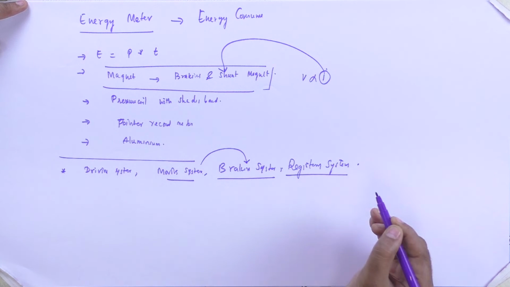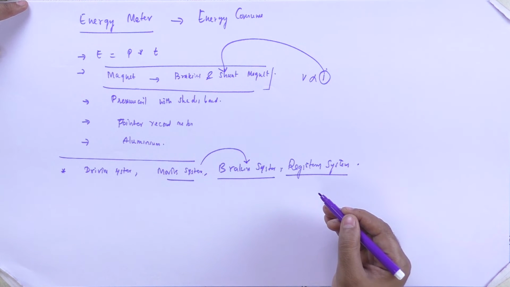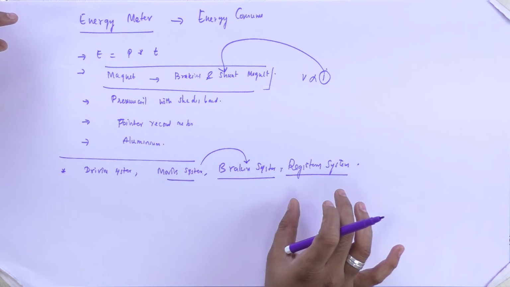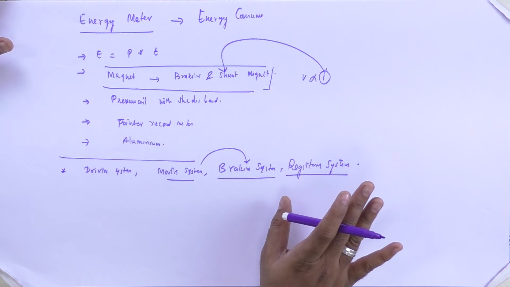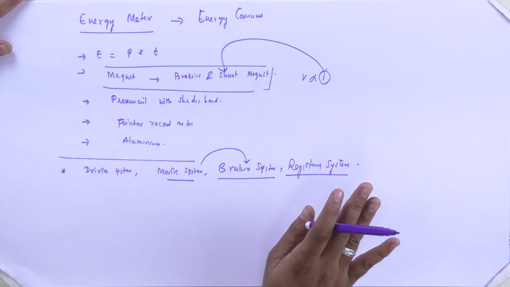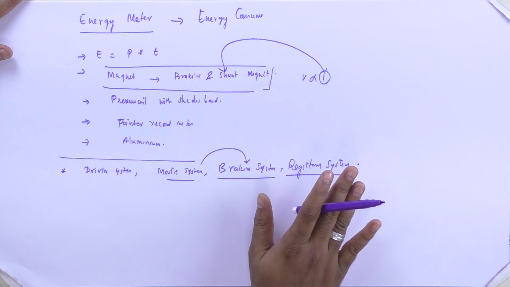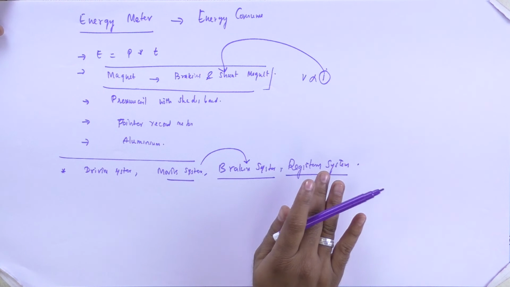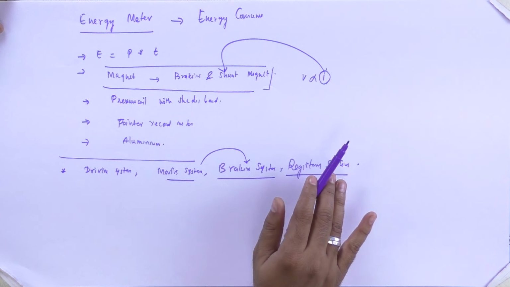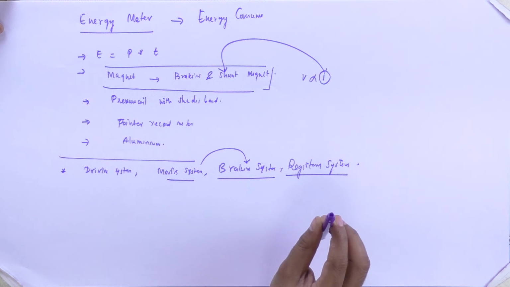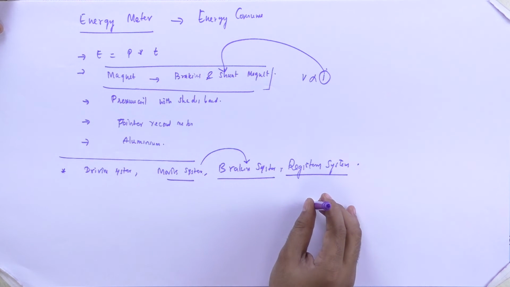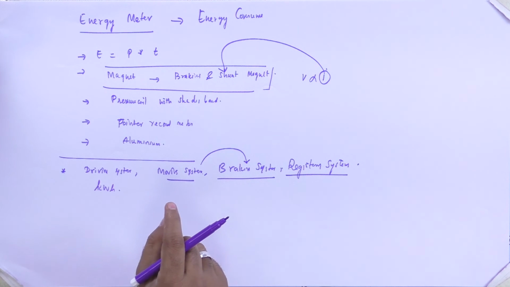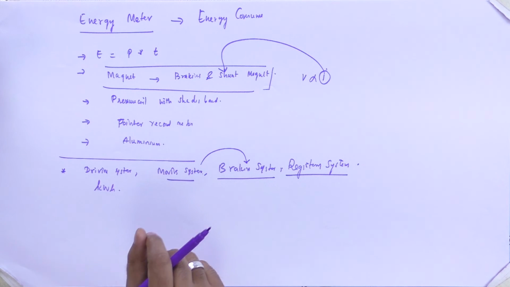Then the next is the registration system. It is otherwise called the counter mechanism. The main function of this system is to record the number of rotations made by the disc, which in turn gives the energy consumed by the loads in kilowatt hours. The rotation of the disc is transmitted to the pointer, and by the different dials for recording the different readings. The readings are done in the kilowatt hour system. That is, kilowatt hour is power into time, which gives you the energy.